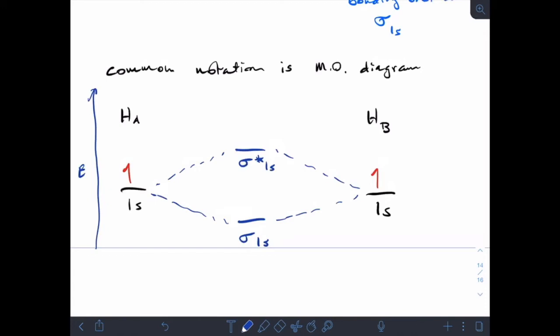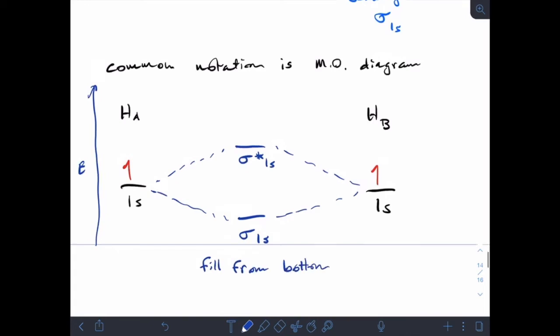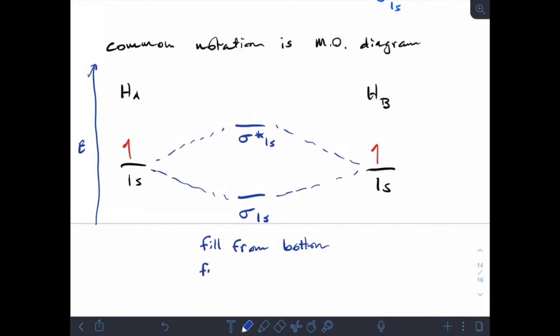Now what I'm going to do is take my electrons from each side, so I've got 2 total, 1 from each atom, and I'm going to fill from the bottom. And I have to follow Hund's rule in my filling. This will make more sense when we do larger things. But since H2 is so simple, it's hard not to follow Hund's rule.